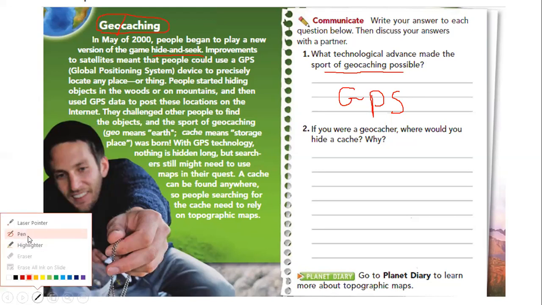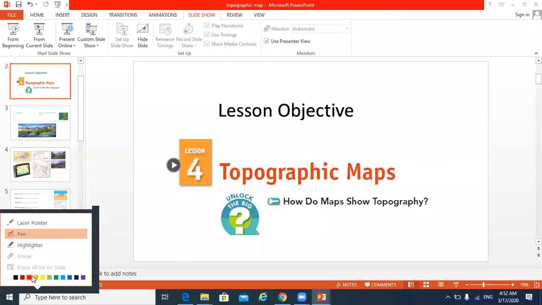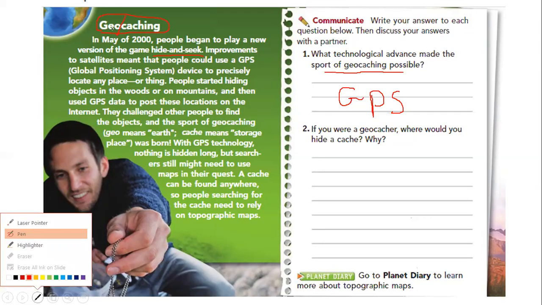Let's take a pen. There's something wrong here. Yes, here, geocaching.